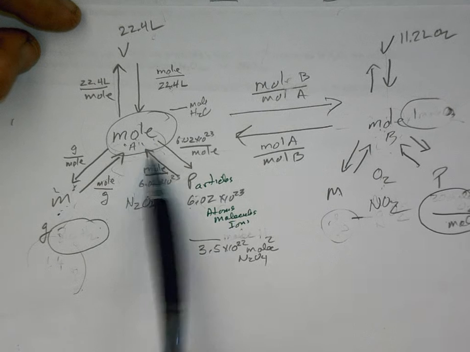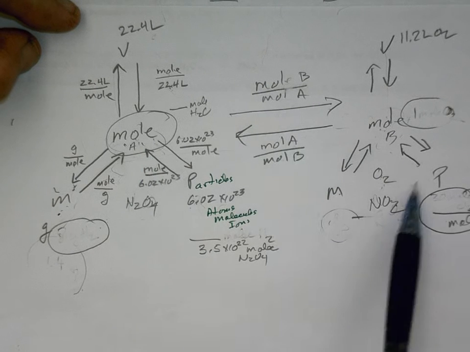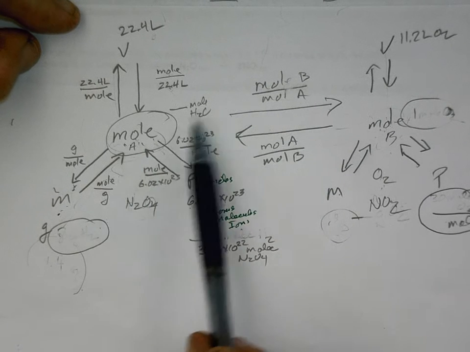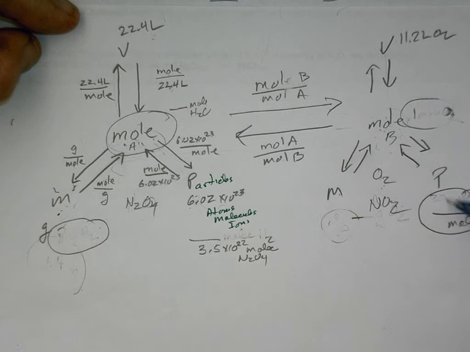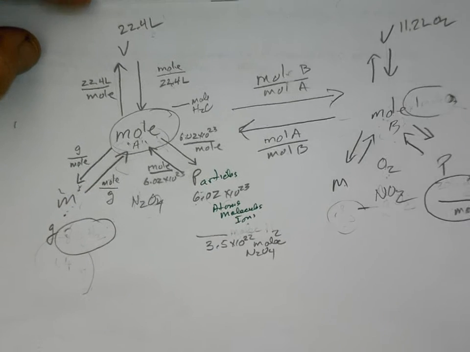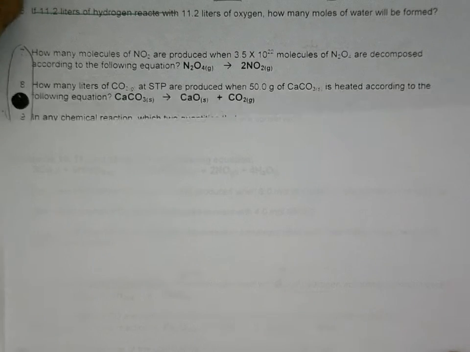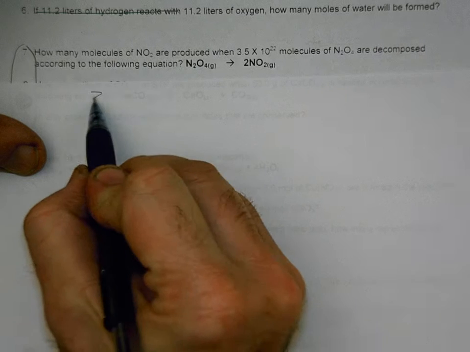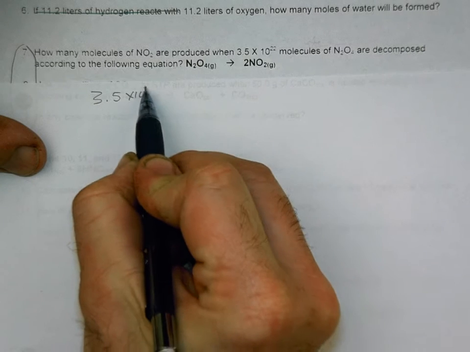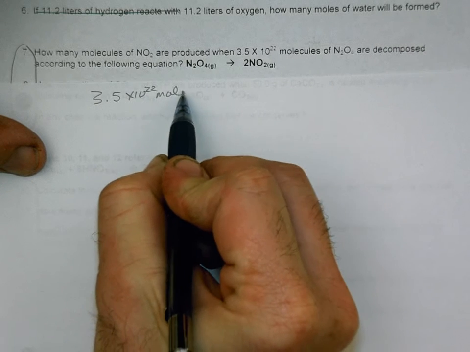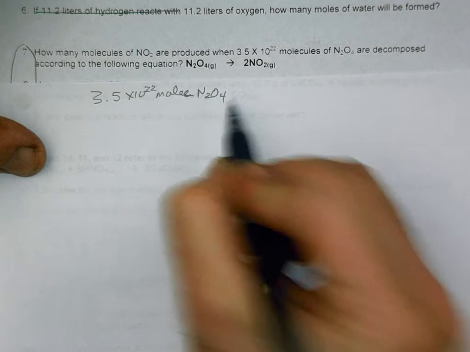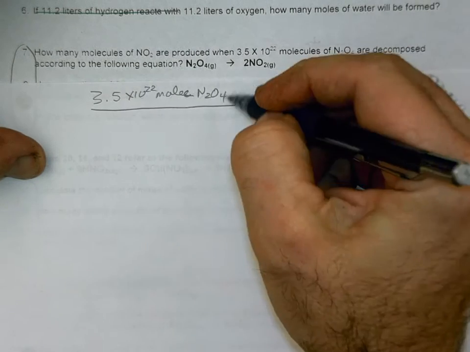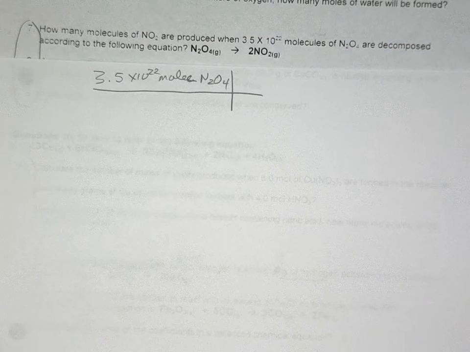We're going to convert to moles. We're going to use our mole ratio of moles of NO2 over moles of N2O4 to give us moles of NO2. And then we're going to convert it back into molecules, a 3-step conversion. So let's get to work here. Number 7, we're given 3.5 times 10 to the 22 molecules of N2O4. That's what we're given. Am I okay so far? I haven't made a mistake?